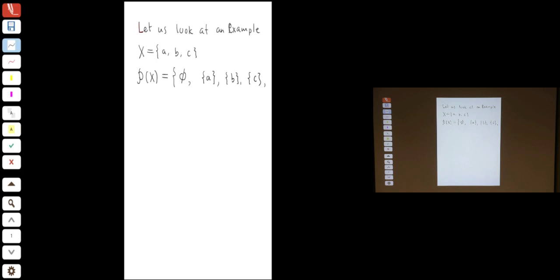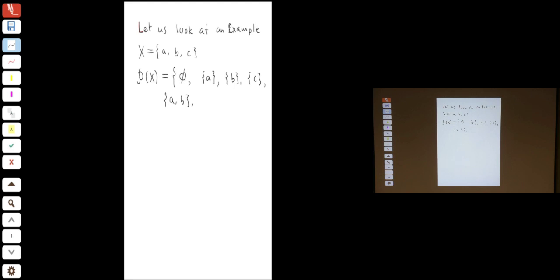So the sets {A}, {B}, {C} are subsets of capital X. So the power set should collect them. Okay? So these are the 1-element subsets of X. Now let's take the 2-element subsets. Then you will get {A, B}. This is a subset of X which has 2 elements, right?